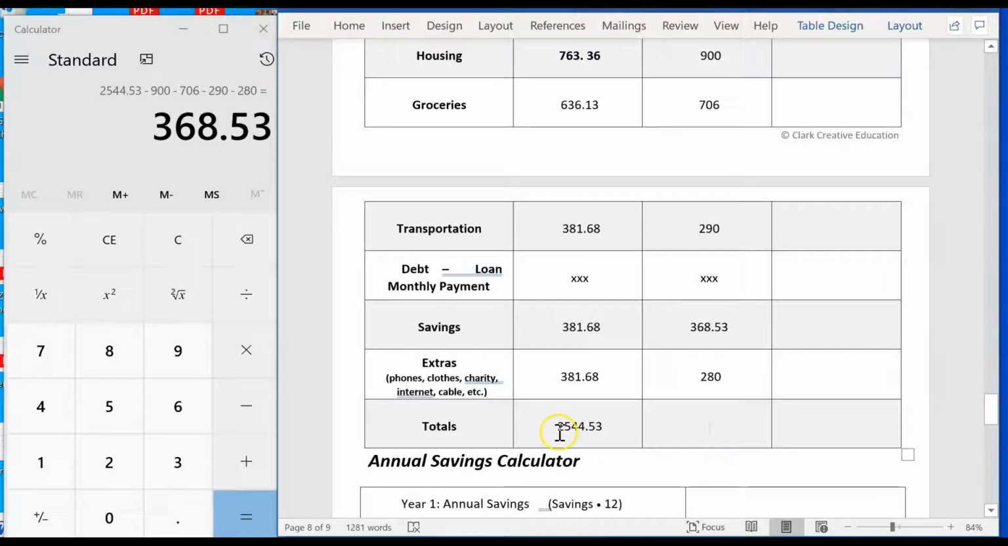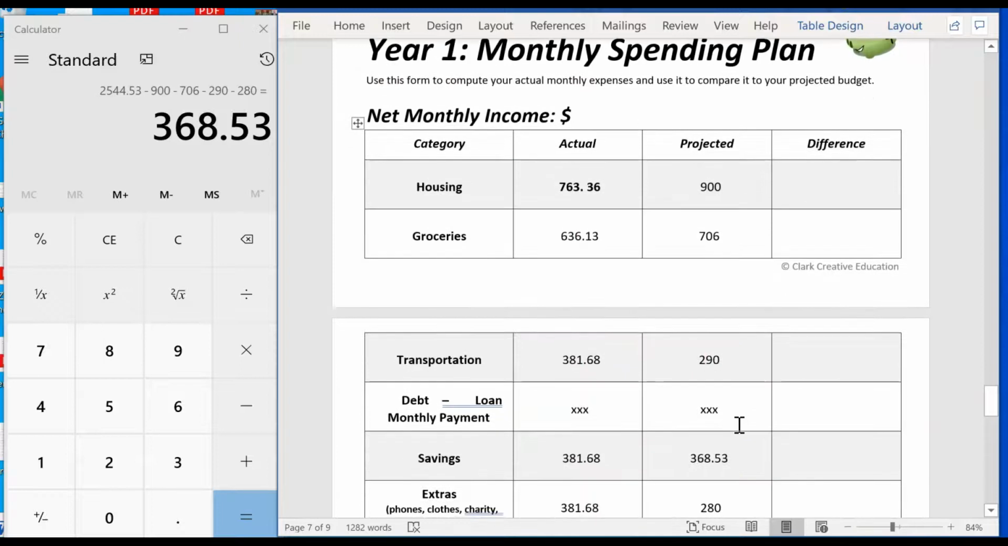That's because that way it's still going to equal $2,544.53. Now, if you actually wanted to put in a different amount for your savings, you can do that and you'll have a different amount down here, and that's fine. This is all about just learning about spending and different options and how to manipulate numbers for your monthly budget.